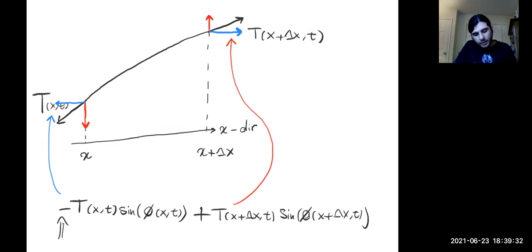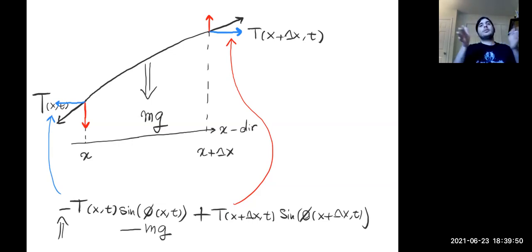But there is one more thing. There is gravity. Gravity is downward. So we have mg, but the point is that gravity is always going down, so we consider gravity with a negative sign. So we have minus mg. This is the total force in the vertical direction.